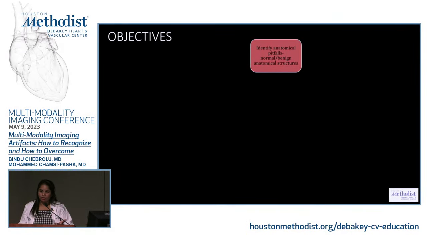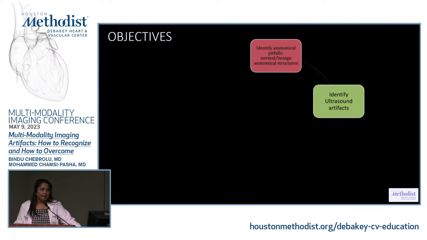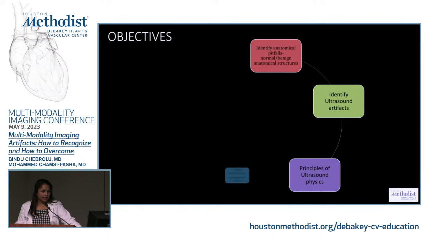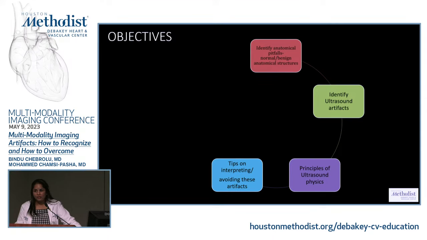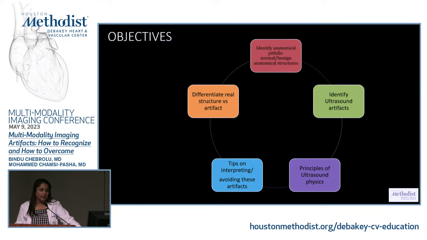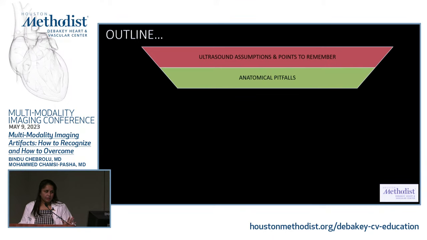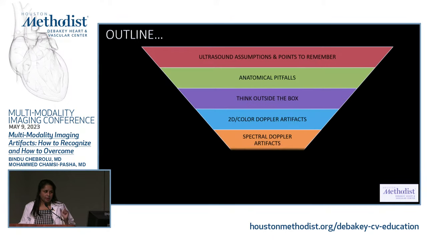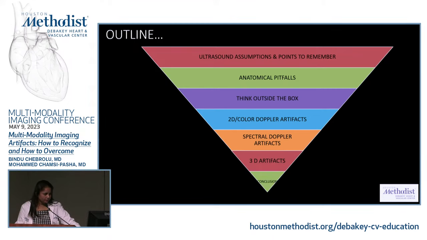So today, we are going to talk about identifying some anatomical pitfalls, which is also very important. I think we encounter that almost on a daily basis, so it's important for us to know these basic benign anatomical pitfalls. We are going to identify some of the ultrasound artifacts and also learn a little bit about ultrasound physics. I promise I'm not going to keep it too boring. And some tips on interpreting and avoiding these artifacts. And finally, how do we differentiate if this is a true structure versus an artifact? I do have an ambitious agenda, but like I said, I'm not going to go into detail with all of them, but at least we are going to cover most of these artifacts.